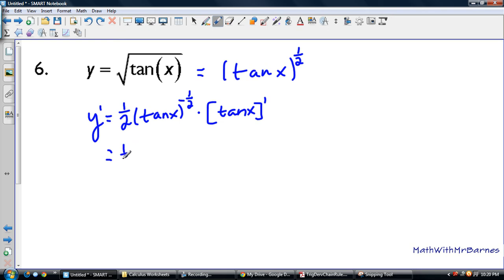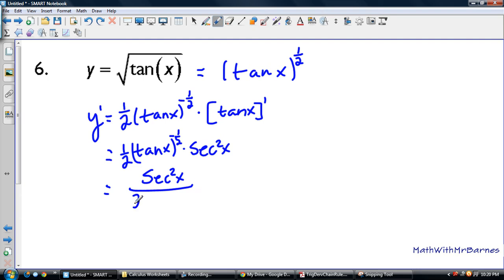So we get 1/2 tan x all to the negative 1/2 times secant squared x. And that's it. That's my derivative. I can mess around with the arrangement of this. If my professor doesn't like negative exponents, I can rewrite it like this. Secant squared can stay on the top, I'll leave that 2 from the 1/2 on the bottom, and that can be the square root of tan x. And there it is. That's all there is to it.